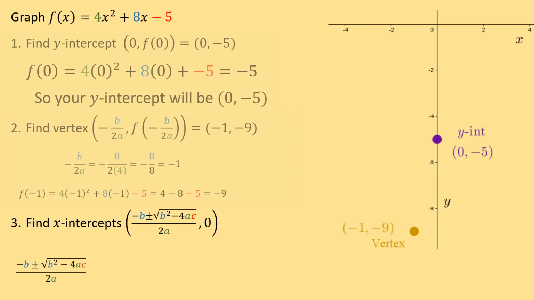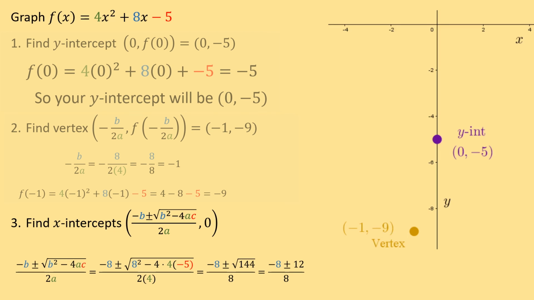And finally, we use the quadratic formula to get our x-intercepts. And so when I first plug in my values, I get negative 8 plus or minus the square root of 8 squared minus 4 times 4 times negative 5, all of that over 2 times 4. That reduces to negative 8 plus or minus the square root of 144. The square root of 144 is 12, and so I'm going to have negative 8 plus or minus 12 over 8.